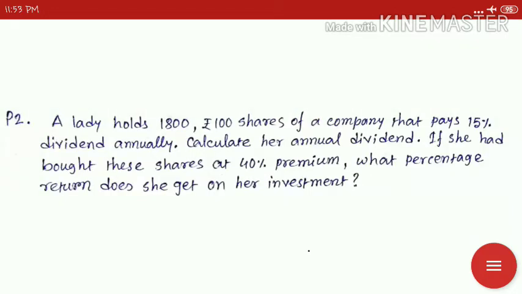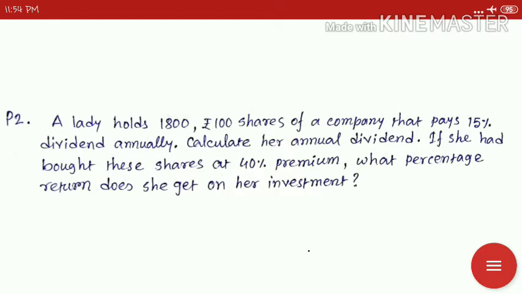So now here is our second problem: a lady holds 1800 rupees 100 shares of a company that pays 15% dividend annually. By reading the first line, you can easily find out that a lady holds 1800. That means this is the number of shares the lady is holding. Rupees 100 is, just after the number of shares, the face value of a company that pays 15% dividend. So that is the rate of dividend.